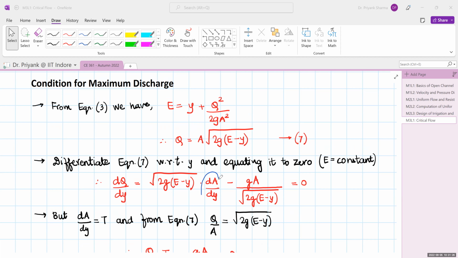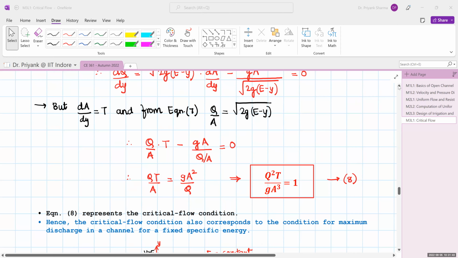Now what is dA by dy? That is T. Now from equation 7, if I take this q by A, what is left? Root 2g(E minus y). Okay, so that is what we get. So let us substitute these values back into our equation 7.